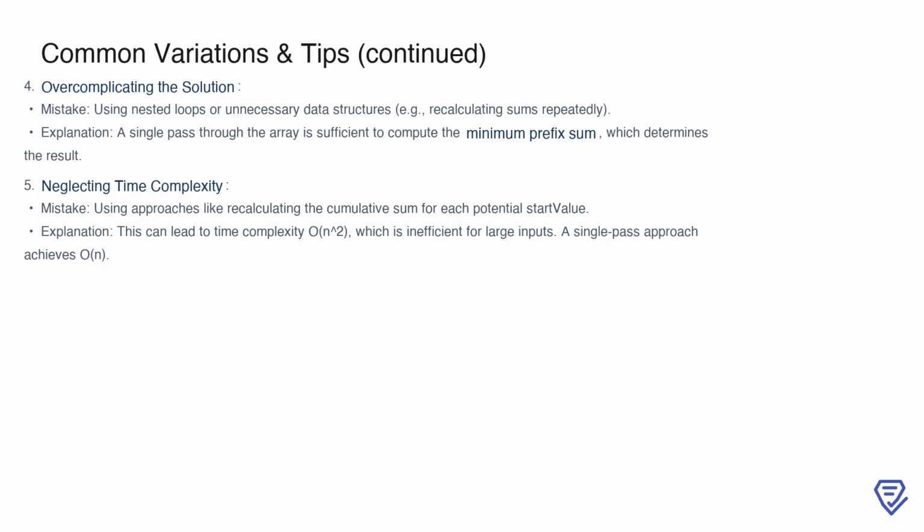Time complexity is another area to be mindful of. Approaches that recalculate the cumulative sum for every potential start value can quickly become inefficient, with a time complexity of n squared. For larger inputs, this is impractical. Instead, an optimized single-pass approach achieves n time complexity and is sufficient to solve the problem efficiently.